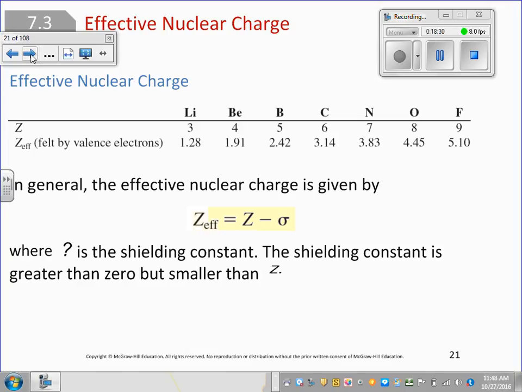So the effective nuclear charge is given by the expected nuclear charge, Z, minus sigma, where sigma is called the shielding constant. That question mark should be sigma. I don't know why it didn't come out as sigma there. So the shielding constant is greater than 0, but smaller than Z. So you're going to come up with some number less than Z.